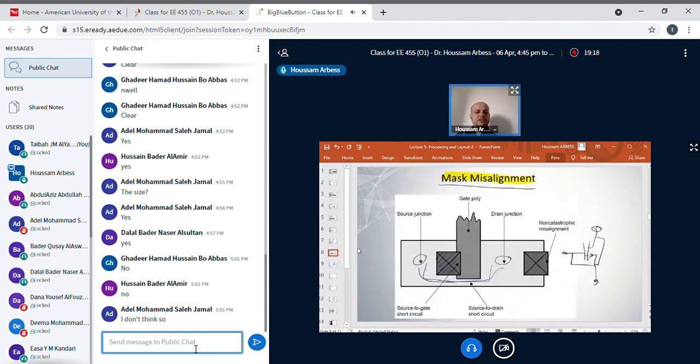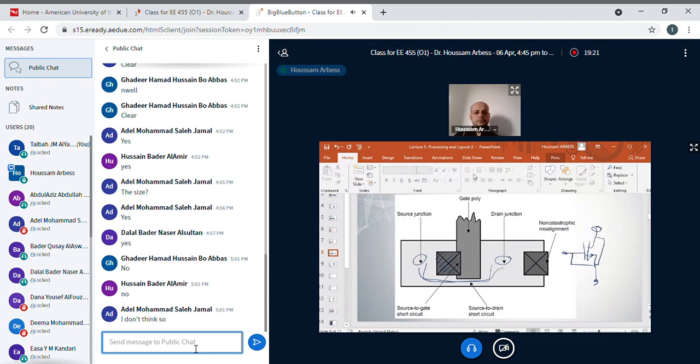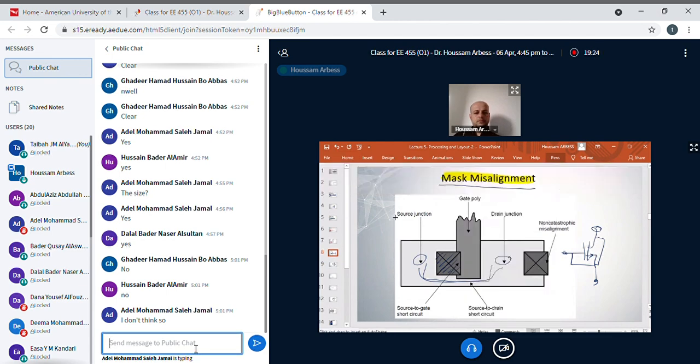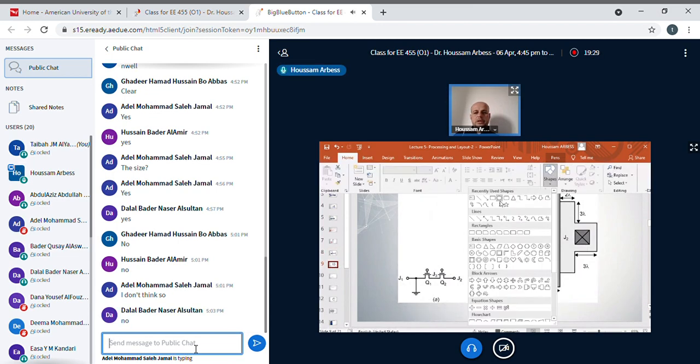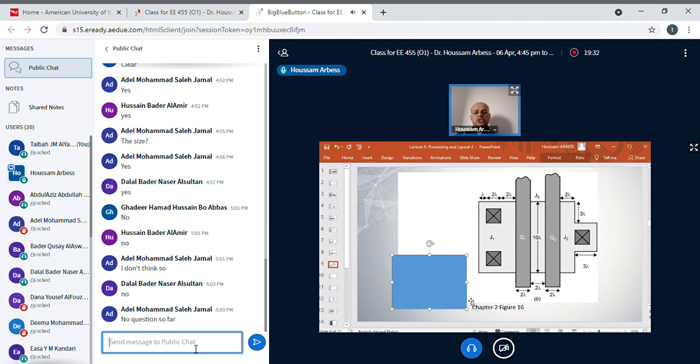Any question regarding the mask misalignment? Okay. So let's see here. If I want to check now the layout here, what can you see? Be sure that you will have a similar question on the in-class assignment. So I will repeat my question. If you have a layout like this one, what can you see in this layout?